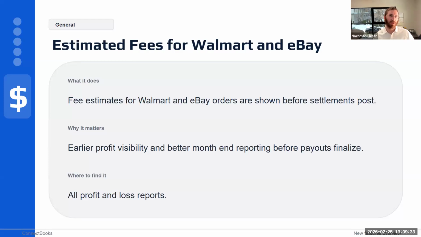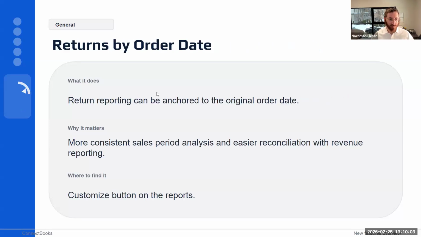So what ConnectBooks does is we estimate the fees for Amazon before the order ships, and then once the order ships, that's when we post that. Then we look at the actual fees. We do the same thing with Walmart and eBay. With Walmart and eBay, we estimate the fees. Once it ships and it posts on the Walmart settlement report or the eBay settlement report, that's when we do the actual numbers. So this is a new feature that just came out.